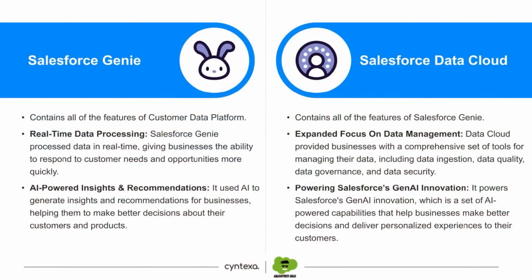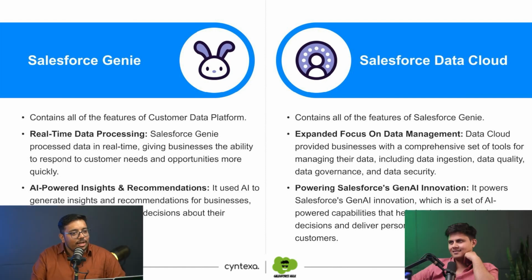Then they also included AI-powered insights and recommendations. So this was Salesforce Genie. And then came the boom of ChatGPT last year in October. So they came up with Data Cloud, and in Data Cloud they are mainly covering 2 things. The first is that they have expanded their focus on data management. So now we are getting many more capabilities to connect different data sources.